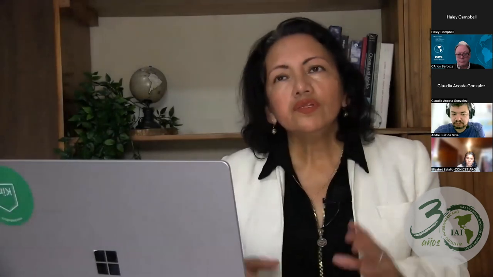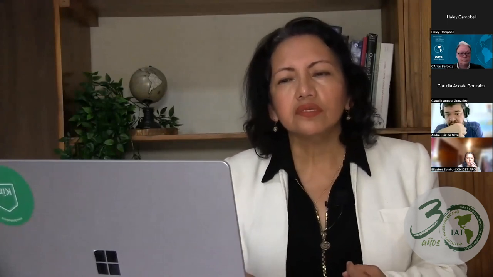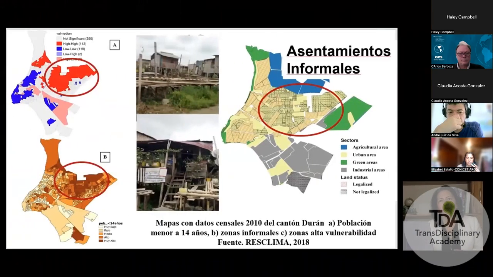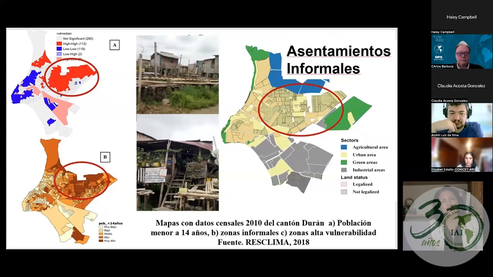Lo que nosotros vimos básicamente era que encontramos que las zonas de mayor vulnerabilidad que ustedes ven ahí en rojo en el diagrama A, básicamente están totalmente correlacionadas con las zonas de asentamiento informal, pero también encontramos que justamente esa zona es donde están las poblaciones menores de 14 años, como lo vemos en la figura B, y básicamente lo que estamos viendo ahí es que los niños están justamente expuestos a problemas de gran vulnerabilidad climática y por lo tanto van a estar afectados con las enfermedades vectoriales, las diarreicas, las respiratorias, y es un esfuerzo que tenemos que hacer para mapear exactamente dónde se encuentra para generar programas de salud pública diseñados específicamente para esa población.